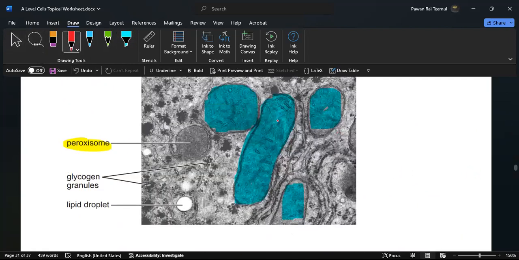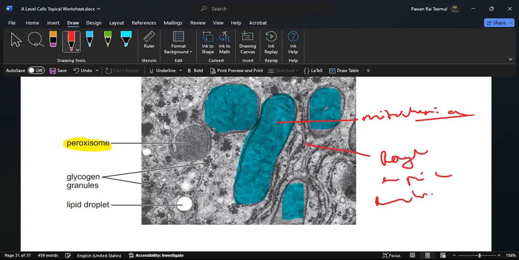Okay, yeah. So this would be the mitochondria. You may write just mitochondria. It's a bit difficult for me to write, but yeah, you write it. And this would be the rough endoplasmic reticulum, by the way. You write it in full.